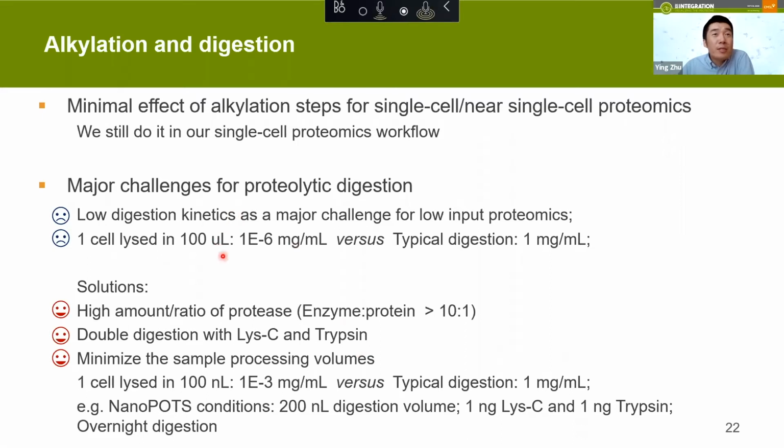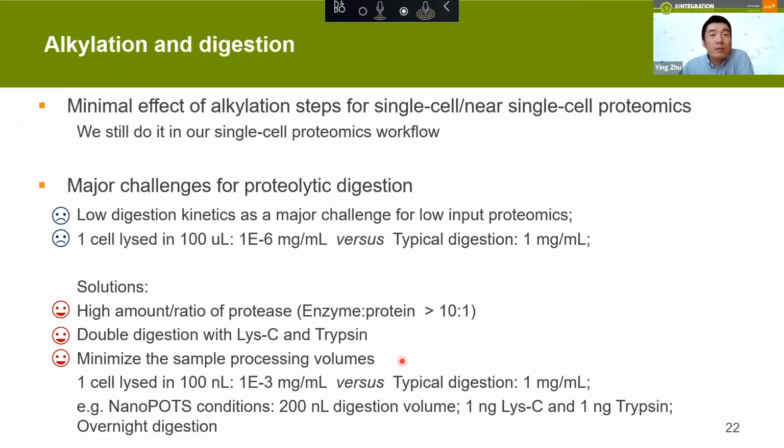The major challenge we see is protein digestion, because of the low digestion kinetics for a single cell or a small number of cells. If we lyse one cell in 100 microliters, we will reduce the concentration to 1.6 milligram per ml, while typical digestion is usually 1 milligram per ml. So the solution is you can add a high amount of protease, more trypsin, more Lys-C.